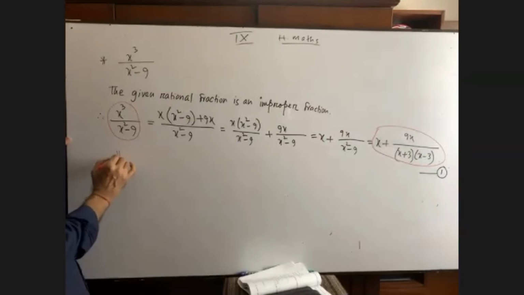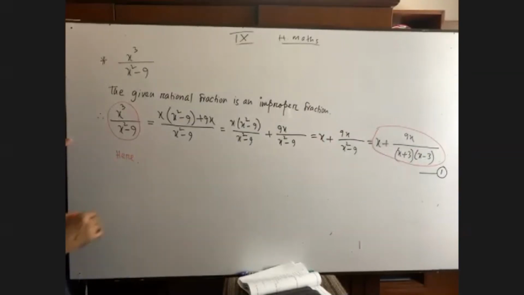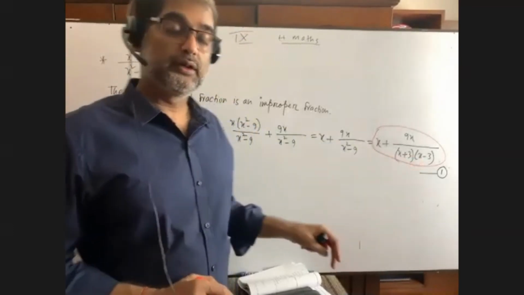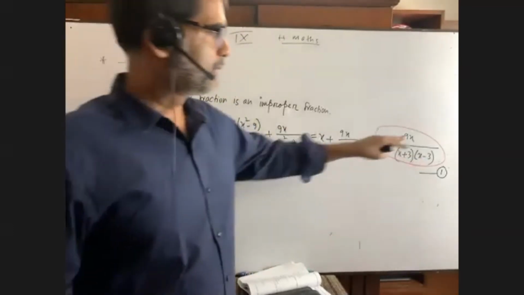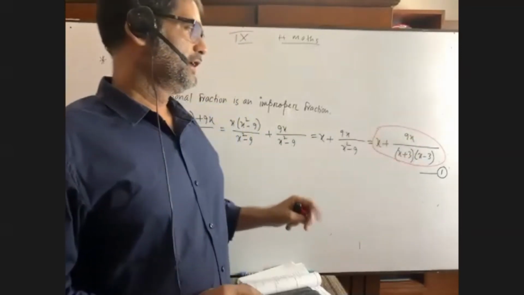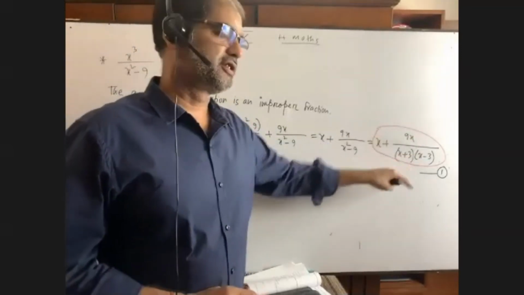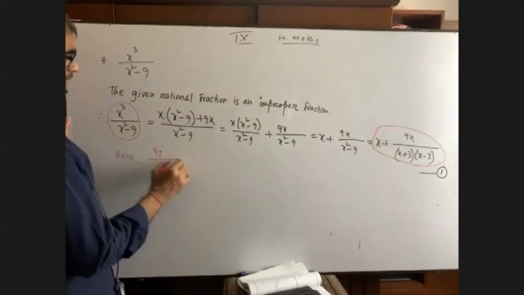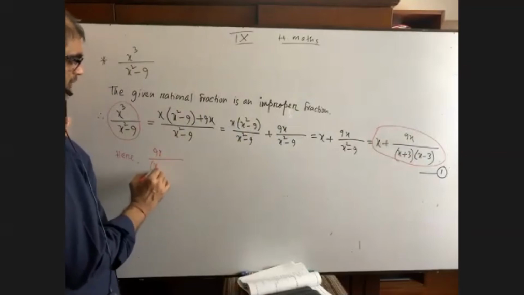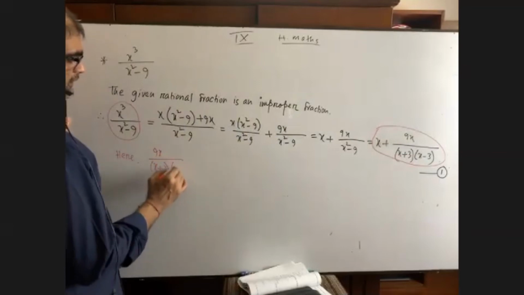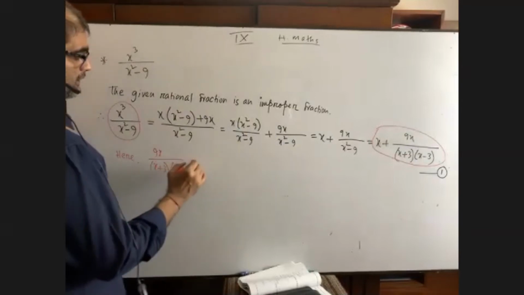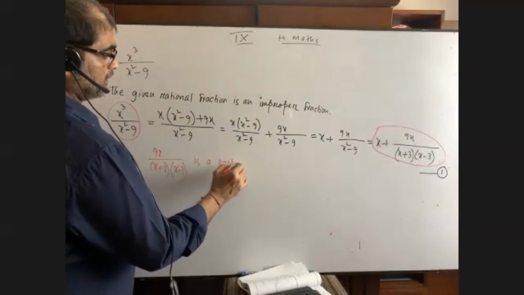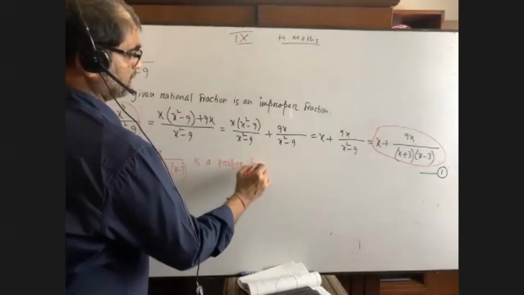Here, you see this part. Here x into x, x square, power is 2. Here power is 1. So it will be considered a proper fraction. Write down here: 9x by x plus 3, x minus 3 is a proper fraction.